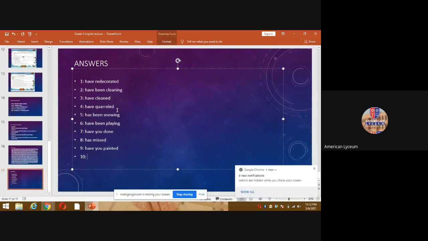Number 10 is that they dash. Okay, have you painted the room? Yes, I have just finished painting. Finished it. Okay, number 11.